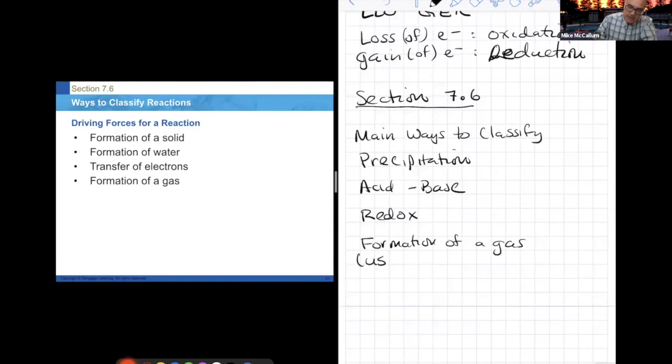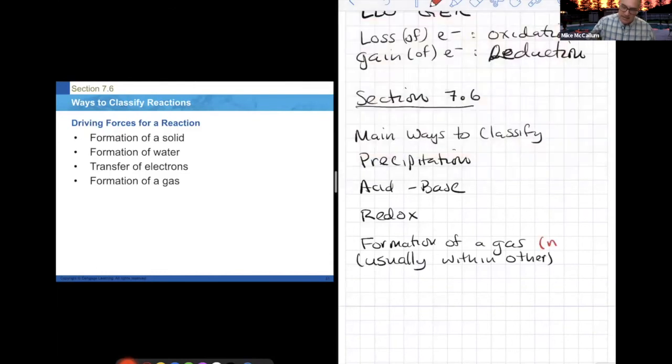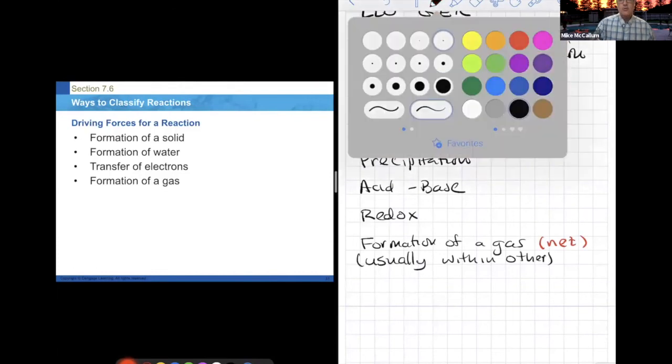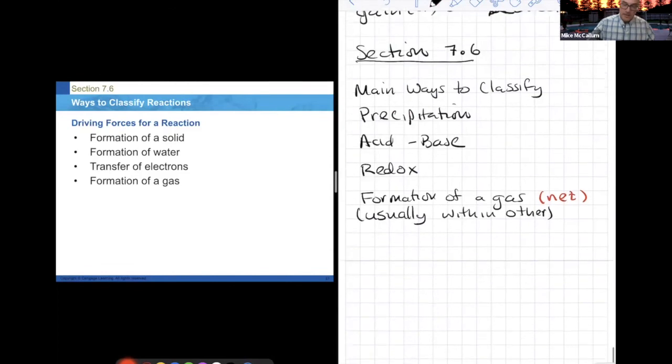this is usually within other classifications. In other words, formation of a gas is usually not its own classification, and we'll give some examples of this. And we might also say, in some cases, it's a net formation of a gas. In other words, you end up with more gas than you start with.